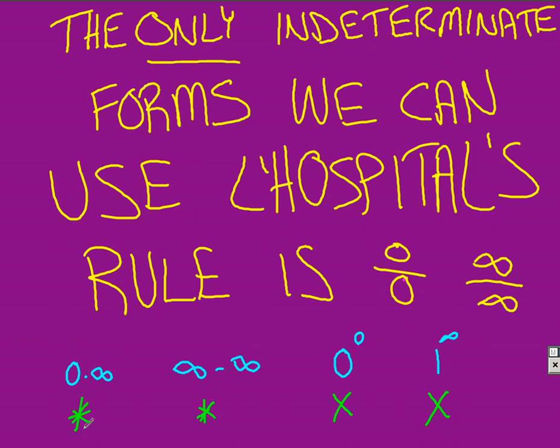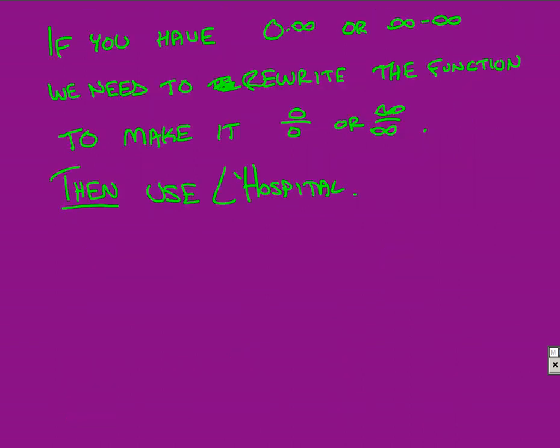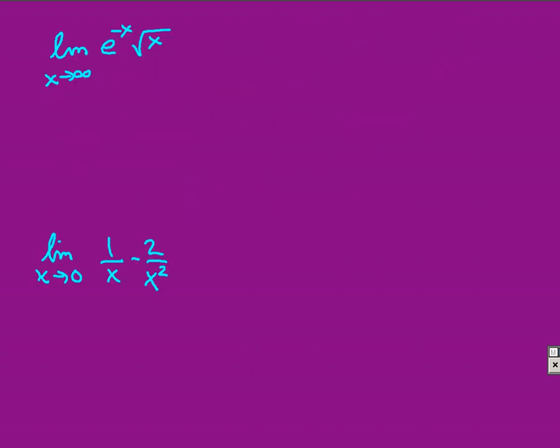We're going to focus on these two as a possibility of what you would see on an AP calculus test. If you have one of these two forms, all we want to do is rewrite the function to make it of the form that we can do, 0 over 0 or infinity over infinity, then use L'Hopital's rule. So what I mean by that is, in this case, let's first start by trying to plug in.